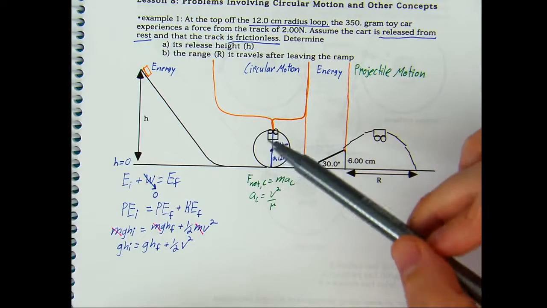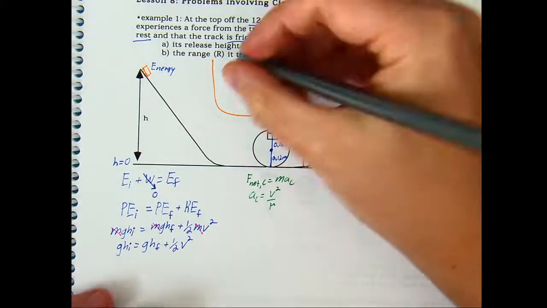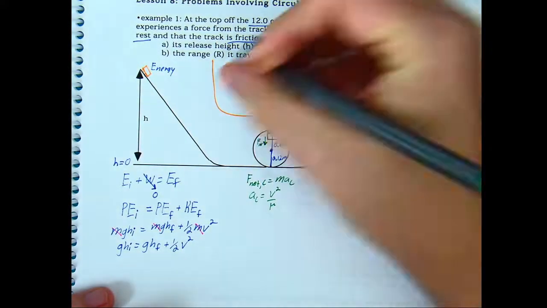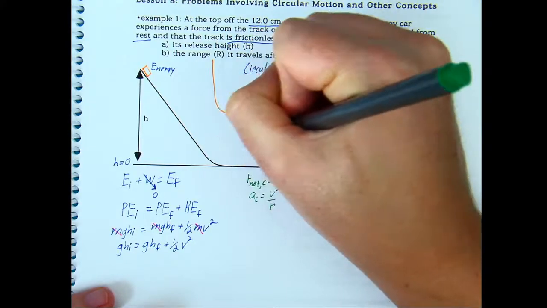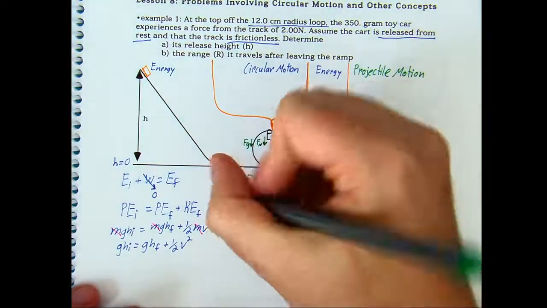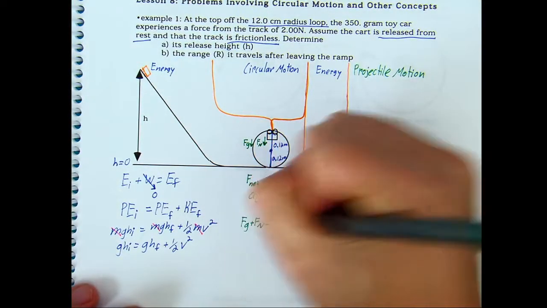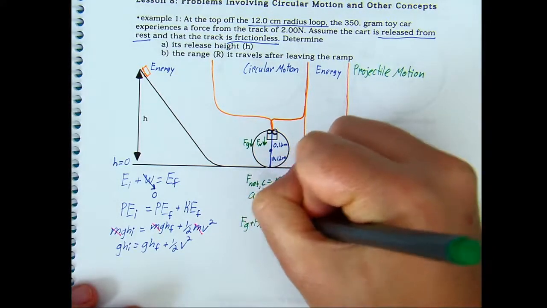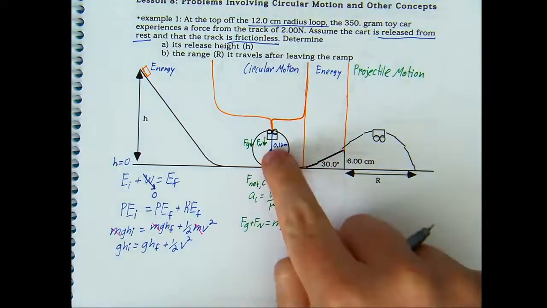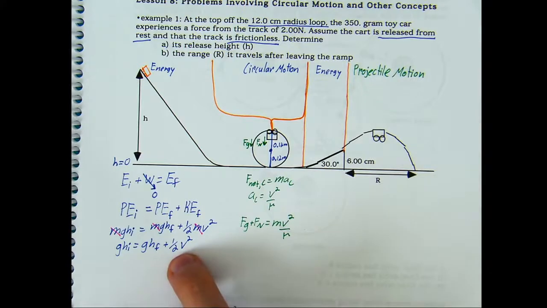So we have to consider what forces are acting on this guy here. He's on the inside of the track, so he's going to have an Fn pushing in, and he's going to have an Fg down as well. So for F net, we're going to have Fg plus Fn equals mv squared over r, and this v is going to be the speed of the car at that point right there, which will then slide in here.